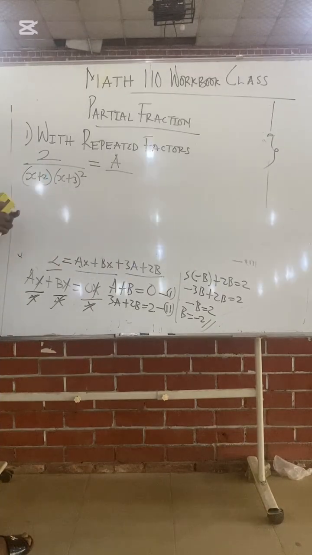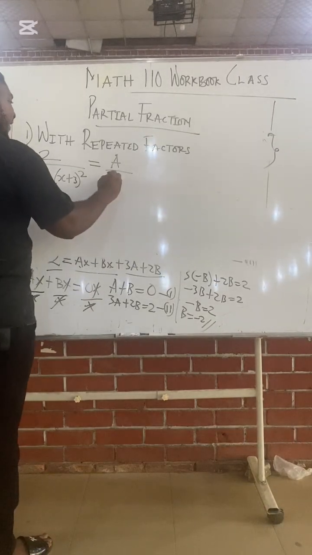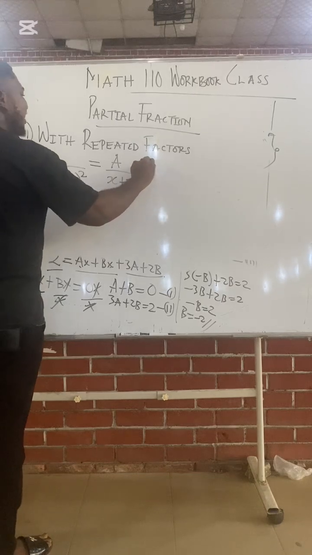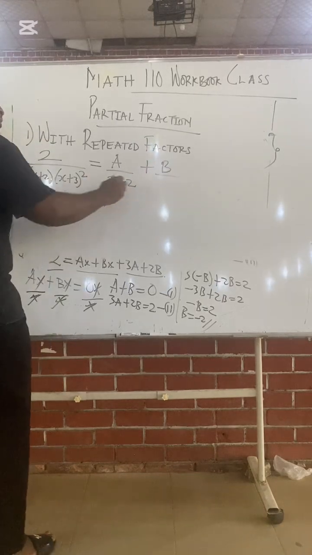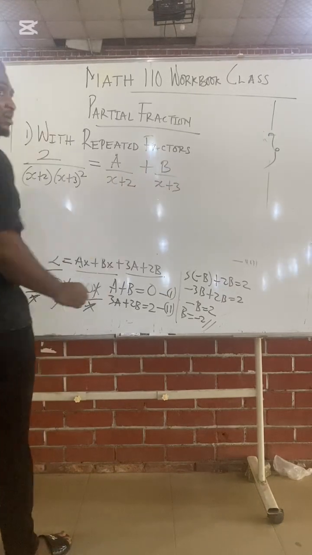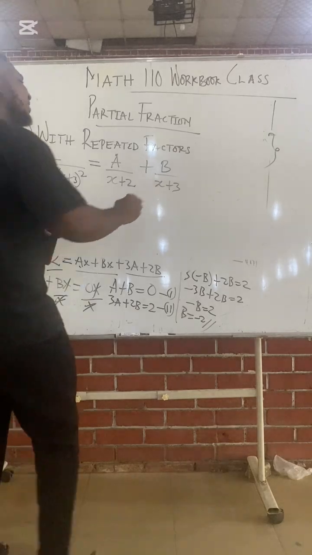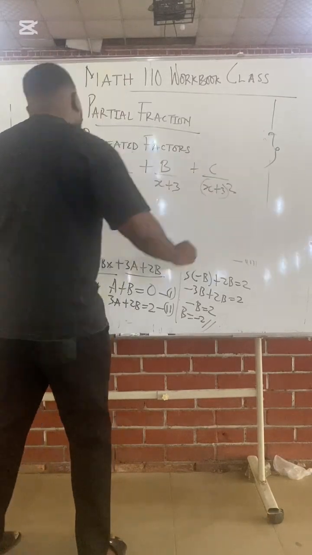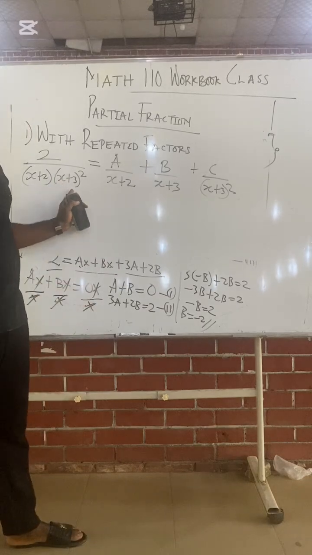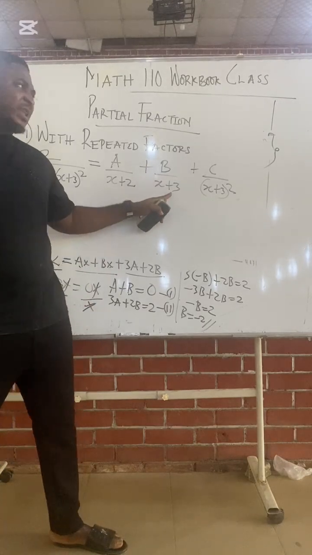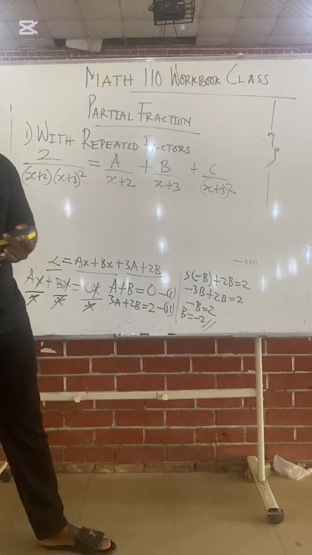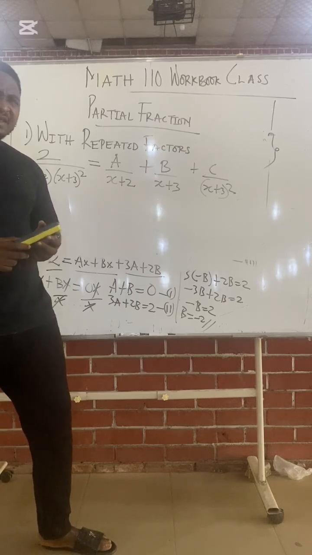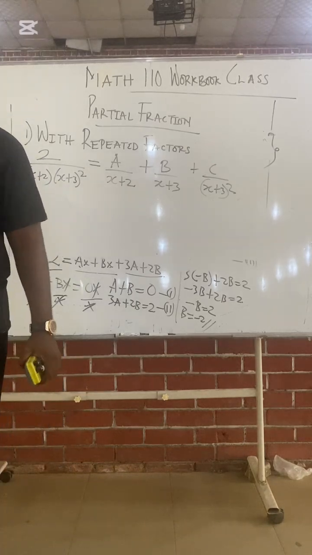But one of the factors is not repeated. So this one that's not repeated, you say A all over x plus 2. Now plus B all over this guy, but without the repetition. Then plus C all over, with the repetition, x plus 3 squared. Class, you're going to mention x plus 3 twice. The first time you use x plus 3, don't square it. Second time, square it.